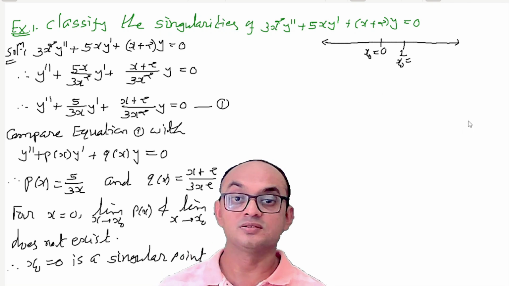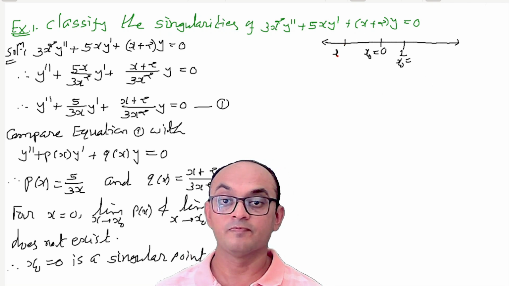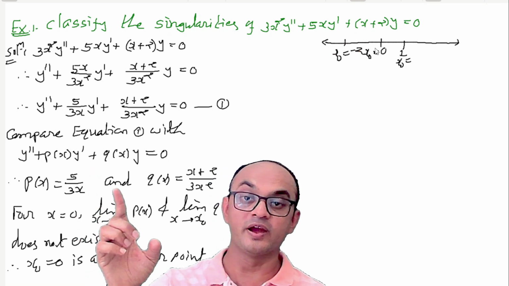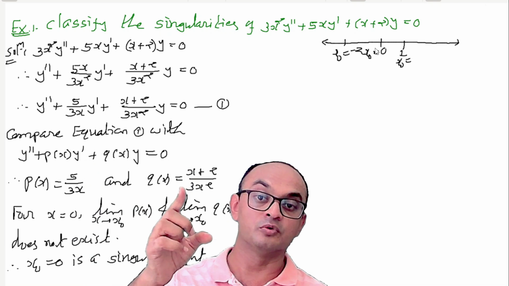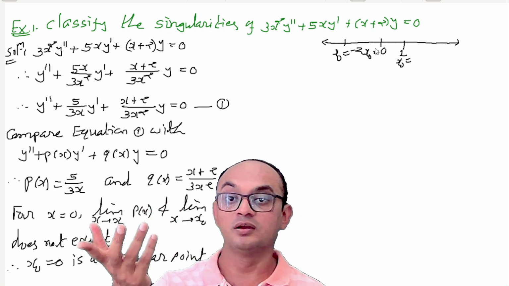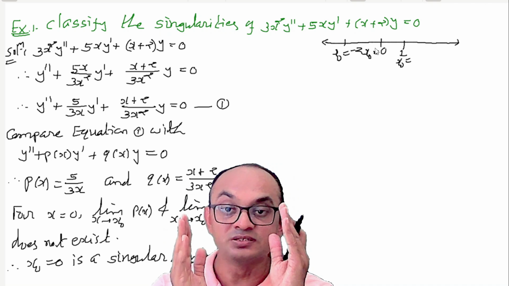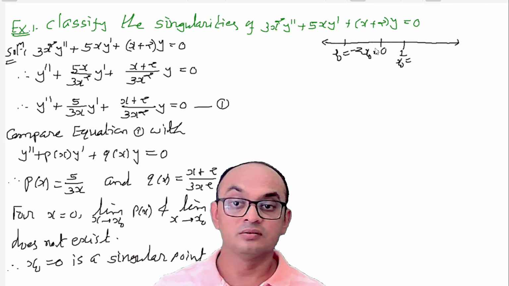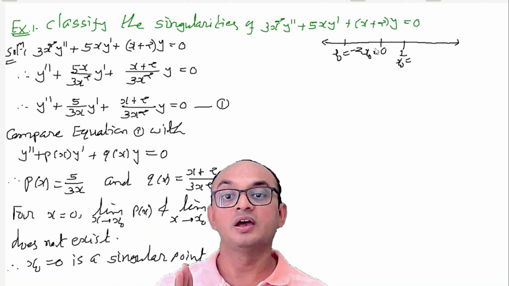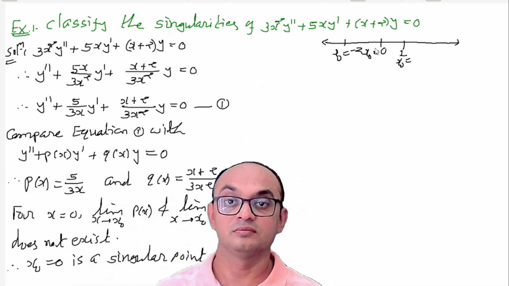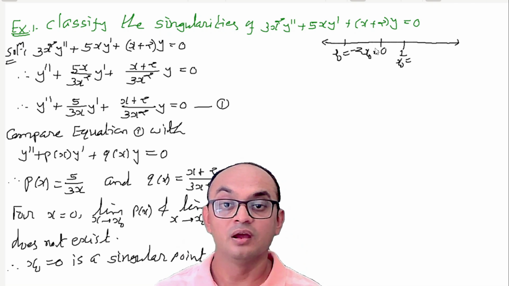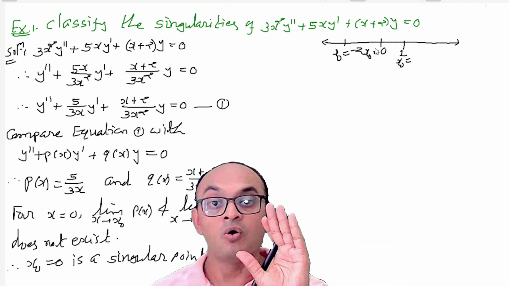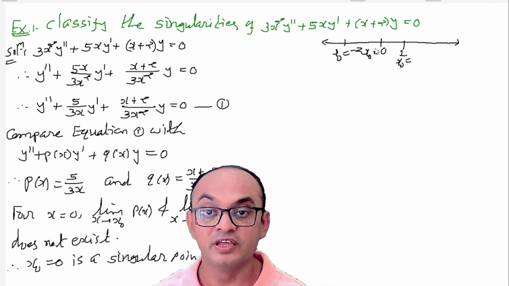Suppose x0 is equal to, say, minus 2. So 5 upon 3 into minus 2, plus 2 upon 3 into minus 2 squared. So except 0, for all the points, p(x) and q(x) have a limit. What does it mean? Except 0, all the points are ordinary points. So that we mention here.